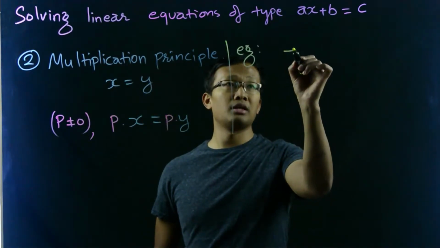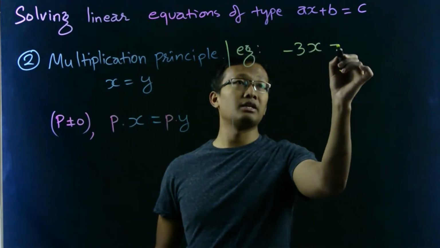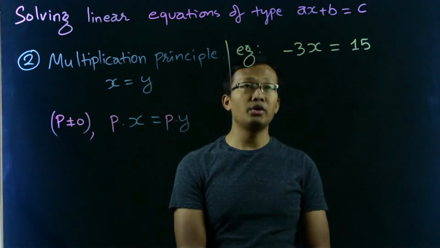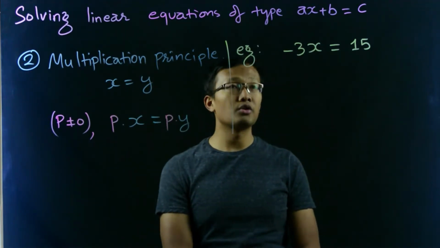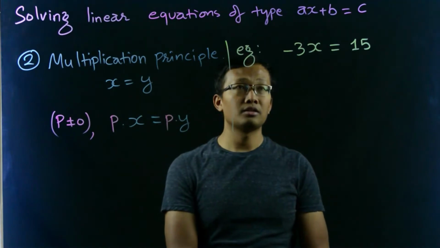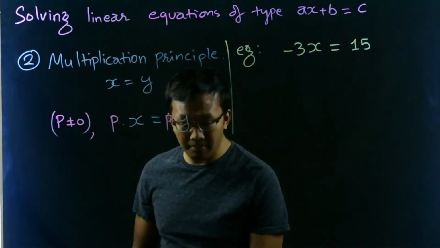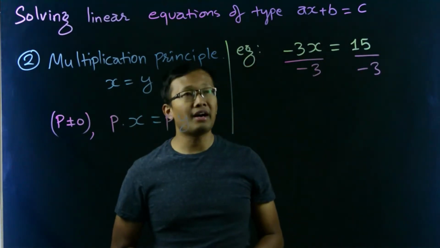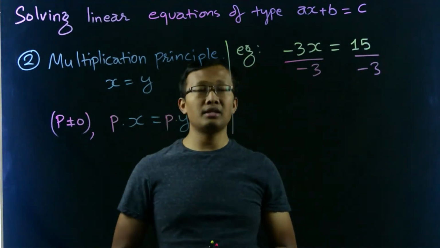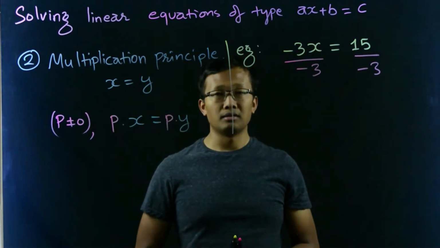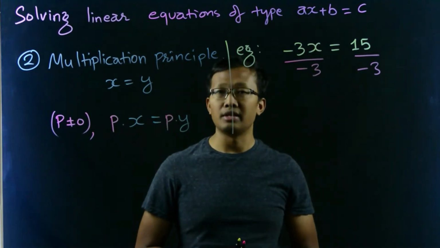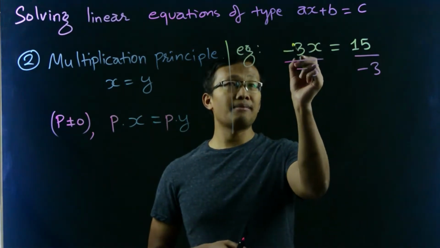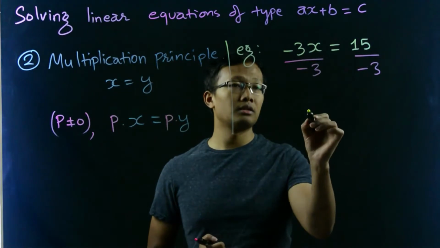Let's see what examples we can solve by this principle. Suppose an equation -3x = 15. To solve, we want to make x all alone by itself on the left hand side. So let us divide this equation by -3 on both sides. Dividing by -3 can also be phrased as multiplying by the reciprocal of -3.